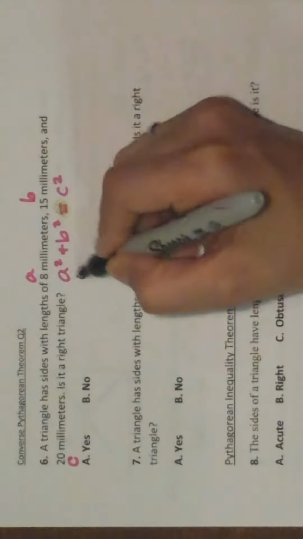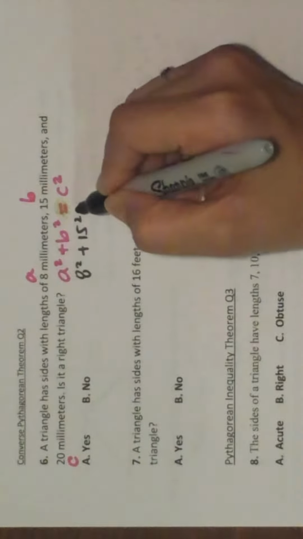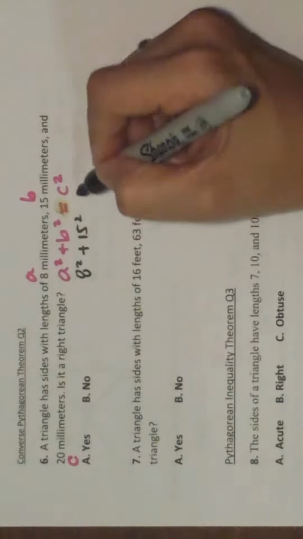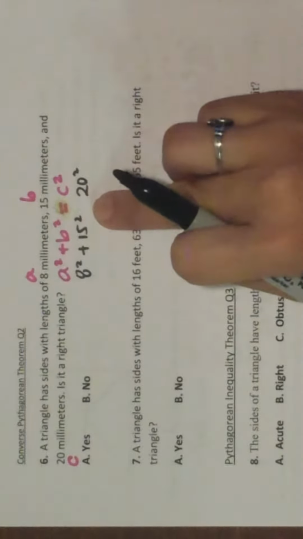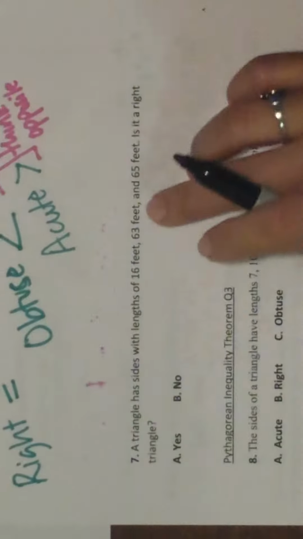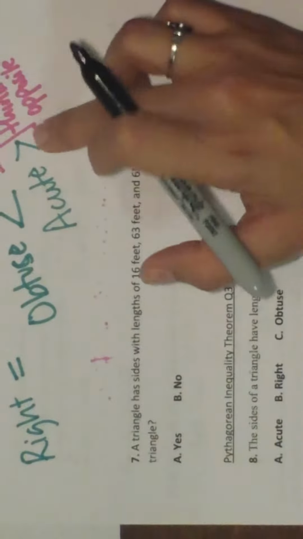So A is 8, so 8 squared, plus b squared is 15 squared. And then if it's equal, it's going to be c squared, which is 20 squared. If it's equal, it's a right angle. If it's not equal, remember like before in our notes, if it's equal, it's a right angle. If it's obtuse, it's less than. If it's acute, it's greater than.